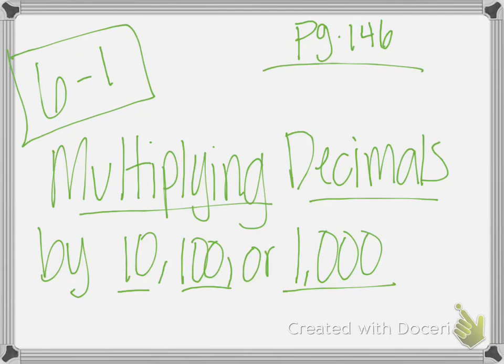So you guys already know how to multiply a 1-digit and 2-digit number by 1-digit and 2-digit numbers. So today you're actually going to learn a shortcut for multiplying decimals by 10, 100, or 1,000.